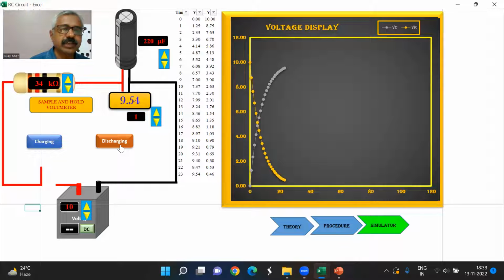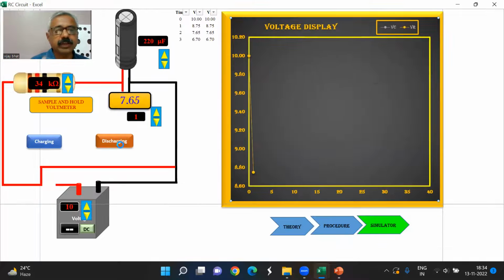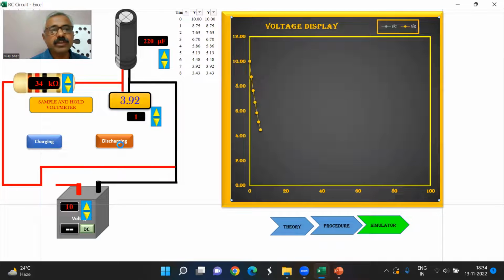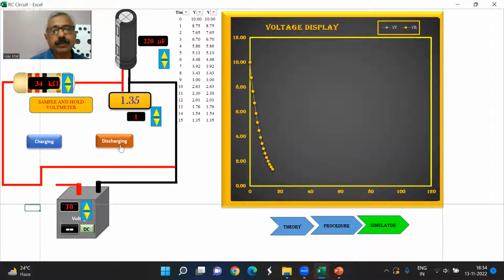Now we will go for the discharging. So now we will press the discharging button, the same combination. So now discharging, you can see the battery has been eliminated from the circuit and the discharging has started. When it comes to the discharging, the voltage across the resistance and capacitor are along the same line. So instead of two lines, you can observe only one line because the nature of voltage during the discharge is the same across the resistance and across the capacitor, because if we look at the circuit carefully, the two are in parallel, so voltage across both is the same.